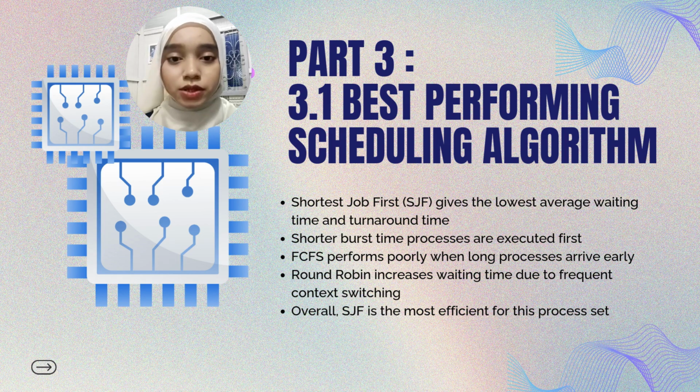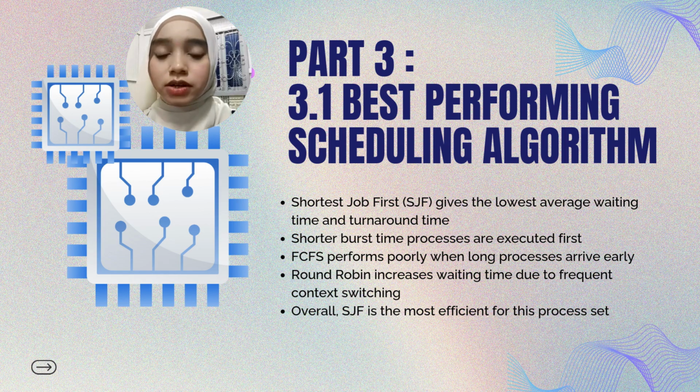On this slide, I would like to talk about the best performance scheduling algorithm. Based on this comparison, the shortest job first gives the lowest average waiting time and turnaround time. This is because shorter processes are executed first. Compared to that, first come first serve is not efficient when long processes come early. Round robin also increases waiting time because of frequent context switching. So overall, shortest job first is the most efficient for this process set.